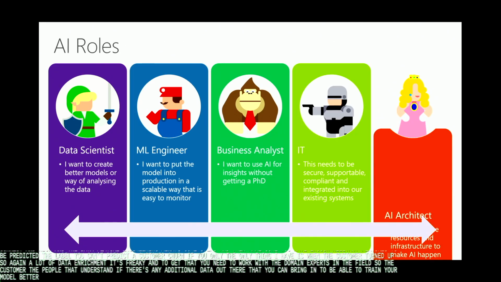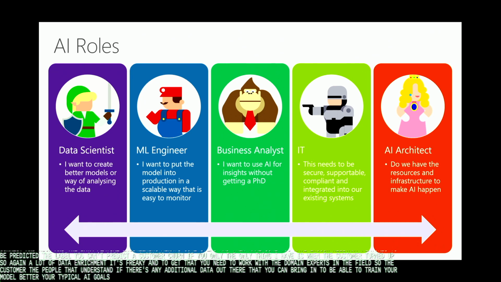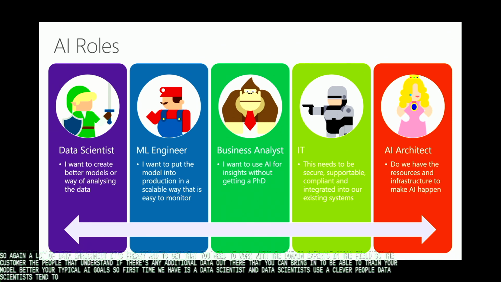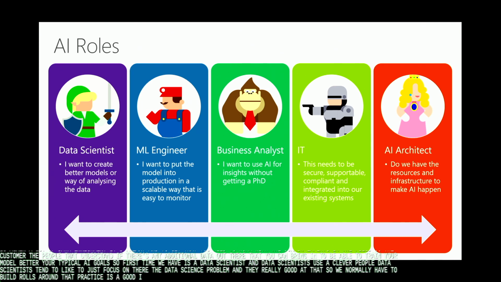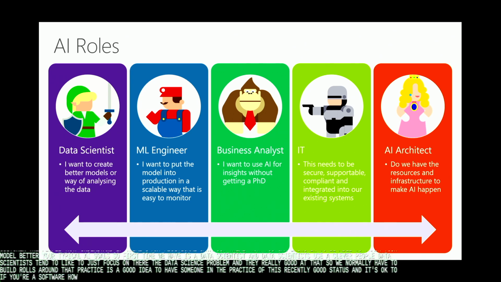So these are your typical AI roles. The first one we have is a data scientist. Now, data scientists are usually very clever people. Data scientists tend to like to just focus on the data science problem, and they're really good at that. So we normally have to build roles around that. Usually in a practice, it's a good idea to have someone in the practice that is a reasonably good data scientist.